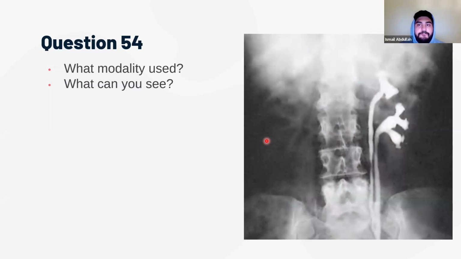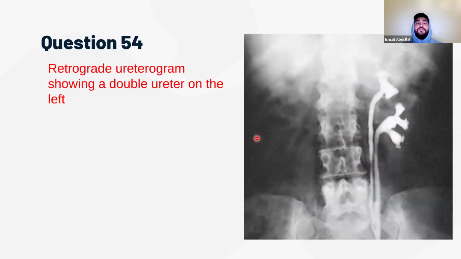Okay, yes. So this is a retrograde ureterogram, showing a double ureter on the left, as you can see.